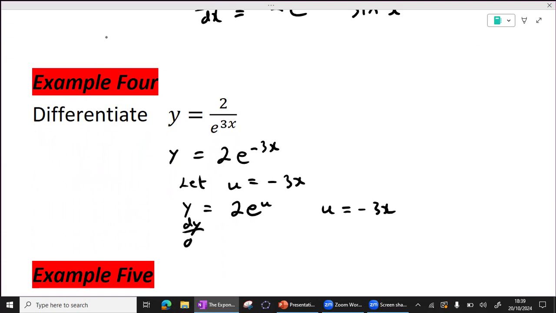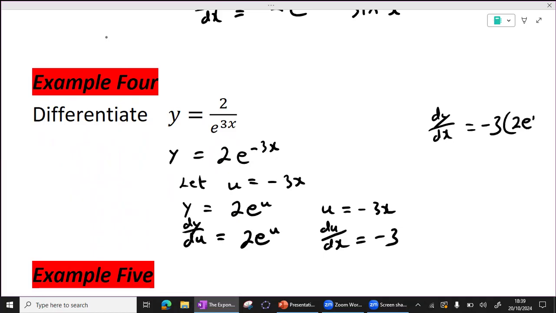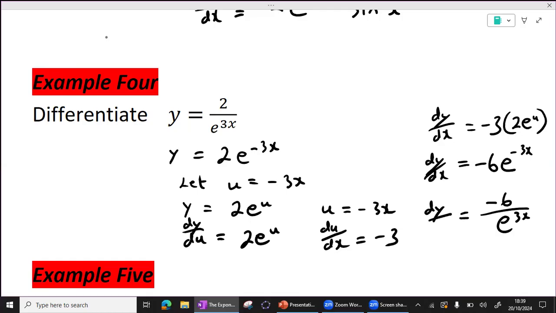So dy/du is 2e to the u, because e to the u differentiated is itself, and du/dx becomes minus 3. So to piece it back together now, I just multiply them by each other. I might do it up here actually. So to get dy/dx, I just multiply minus 3 times 2e to the u. So really it becomes minus 6. So dy/dx is minus 6e to the power of, and then u is minus 3x. Returning it the way I found it, it's going to look like that. dy/dx.